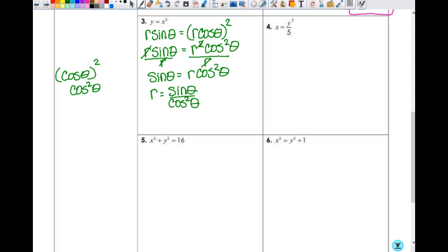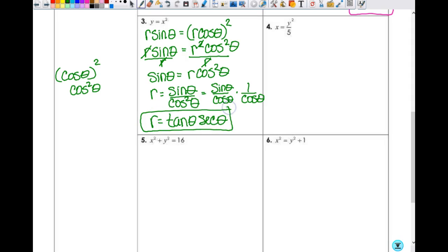So that's not tangent in itself because I got a sine and I got a cosine squared, right? But isn't this the same thing as sine over cosine times 1 over cosine? Yes? Okay. So that means r equals what's sine over cosine? Tangent. And then what is 1 over cosine? Secant. And there you go. Okay. Everybody okay with that? So it's okay to have two different. It's fine. All right, we're all good now?